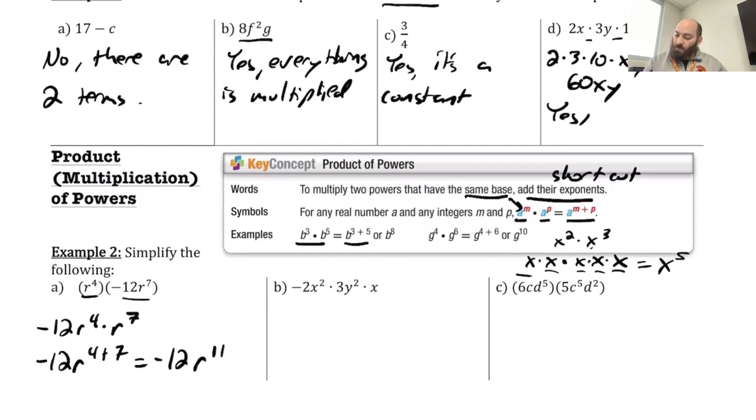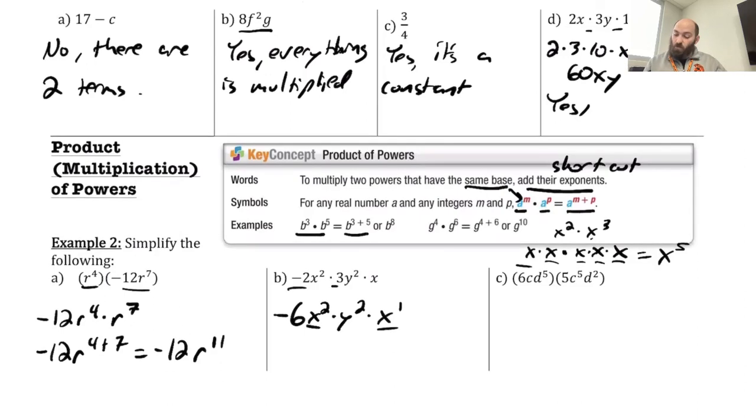Okay. Next one, negative 2 and 3 can be multiplied together, so I'm going to do that. That gives me negative 6. Then I'm going to have an x squared times y squared times x. The only ones that have the same base are the x squared and x to the first. So those can come together and make it negative 6, x to the third power, y to the second power.